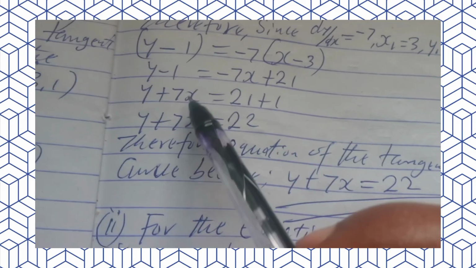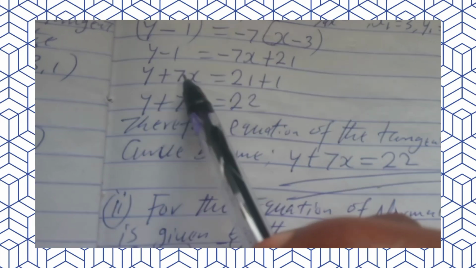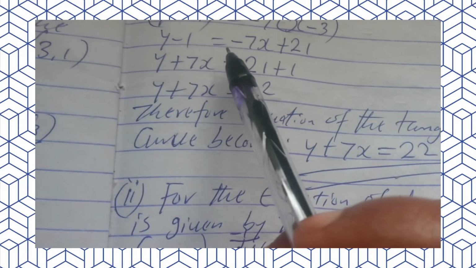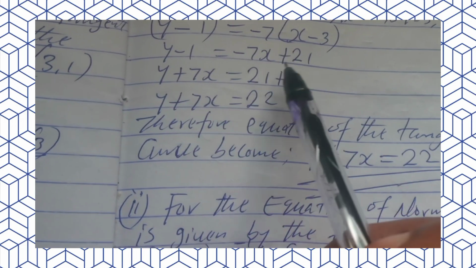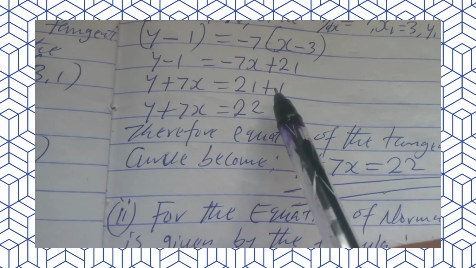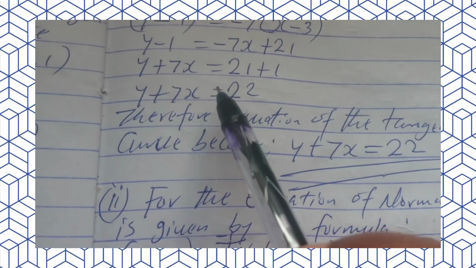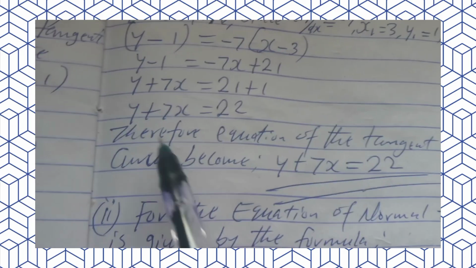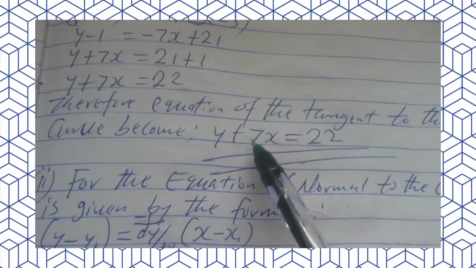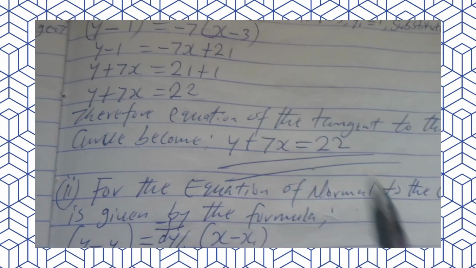Now in this case, we make y become y plus 7x, because when minus 7x crosses the equality sign to the left hand side, it becomes positive 7x, equals 21. When this minus 1 crosses to the right hand side, it becomes plus 1. So y plus 7x equals 22, because 21 plus 1 is 22. Therefore, the equation of the tangent to the curve becomes y plus 7x equals 22. This is how to find the equation of the tangent of the curve.